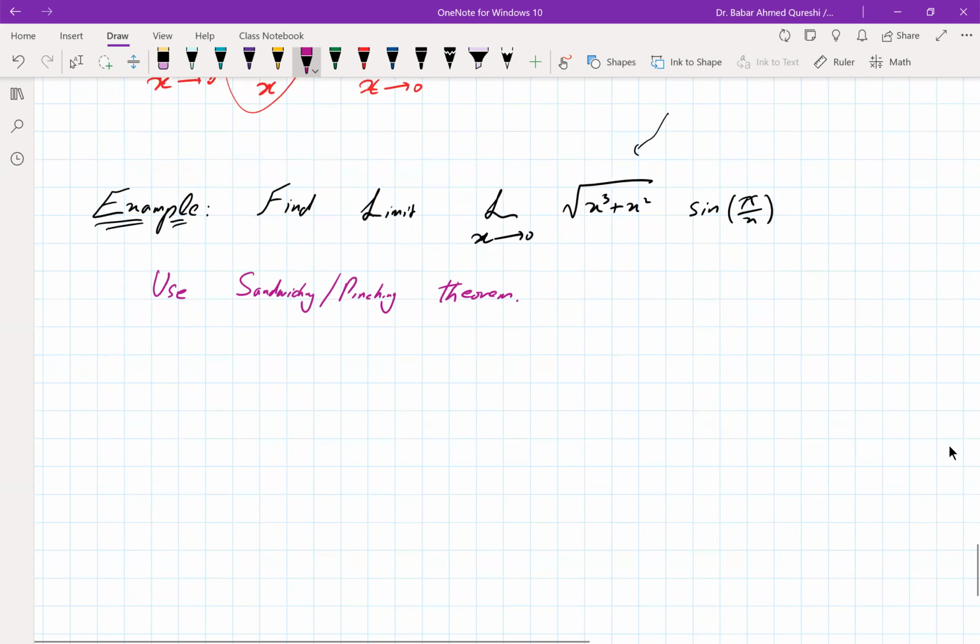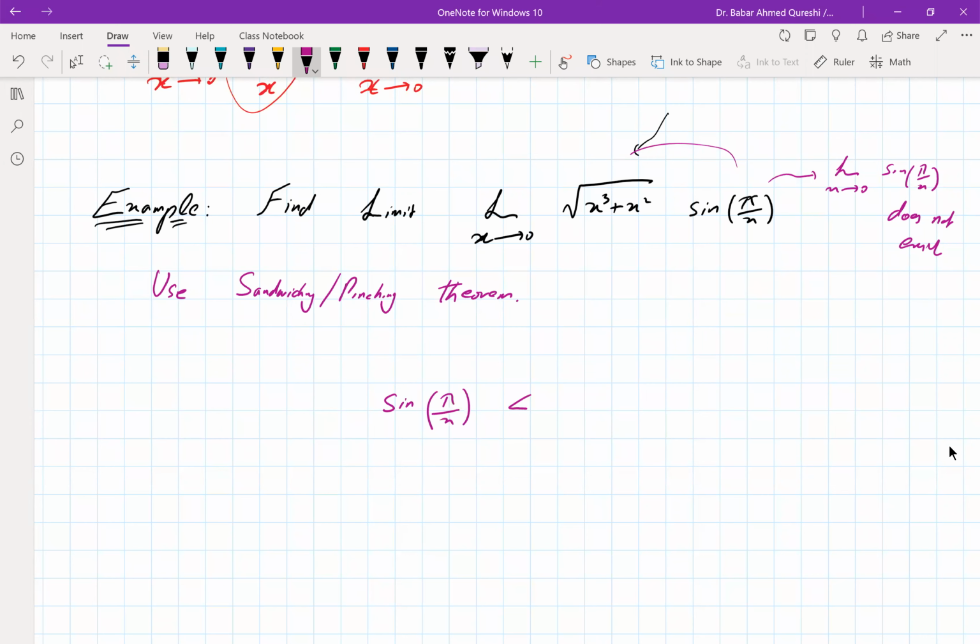Because I know that this limit does not exist. But that doesn't mean that the limit of the product cannot exist. It's even possible that the limit of neither of these exists, but the product may still have a limit. But I start with the sandwiching theorem. So I know that no matter what range I consider, sine is going to give me values between -1 and +1.